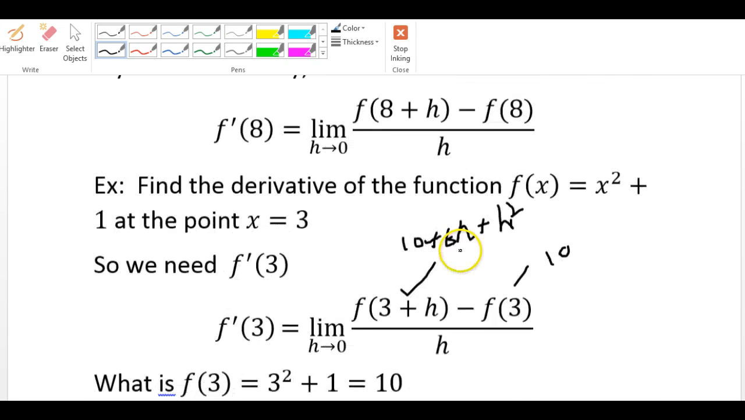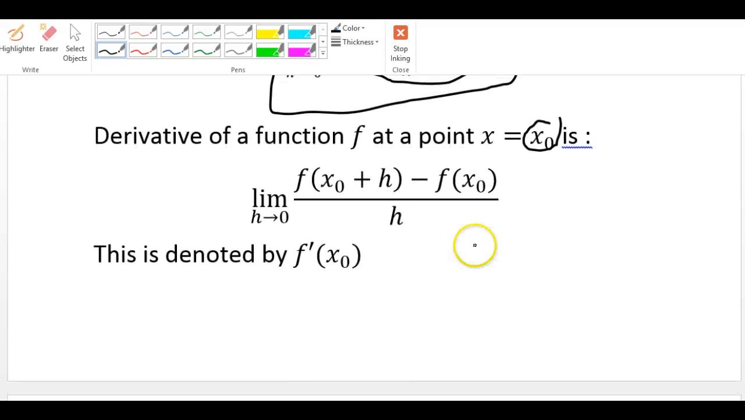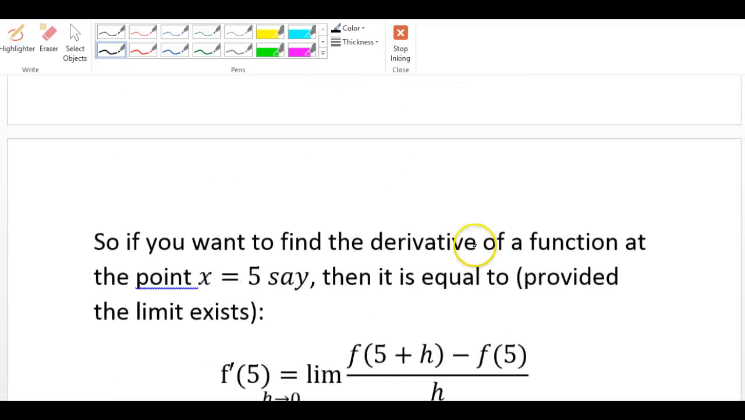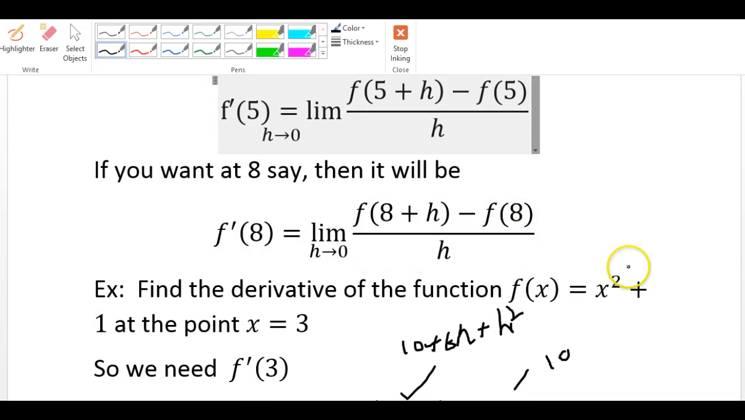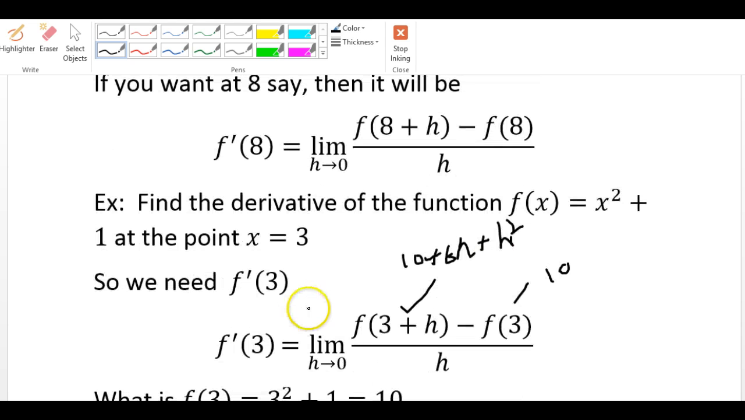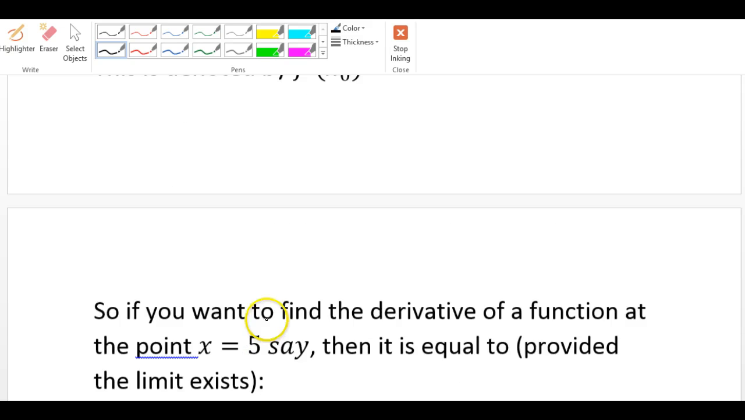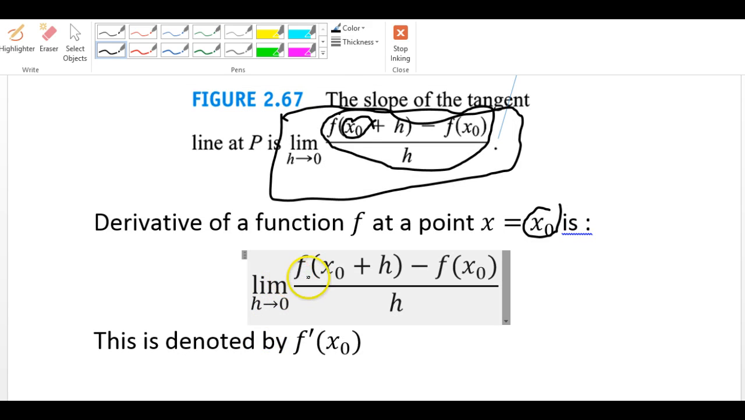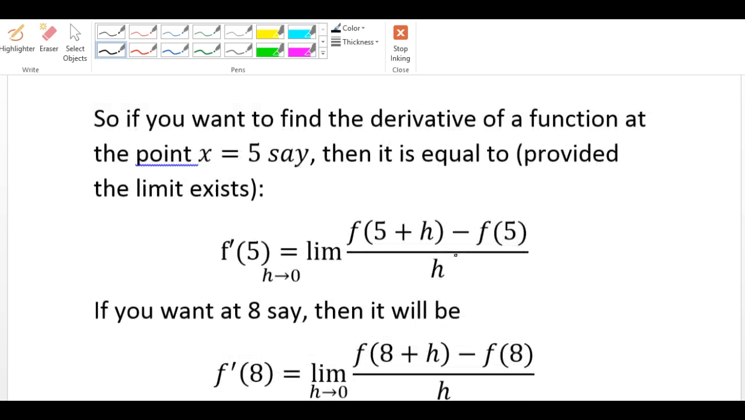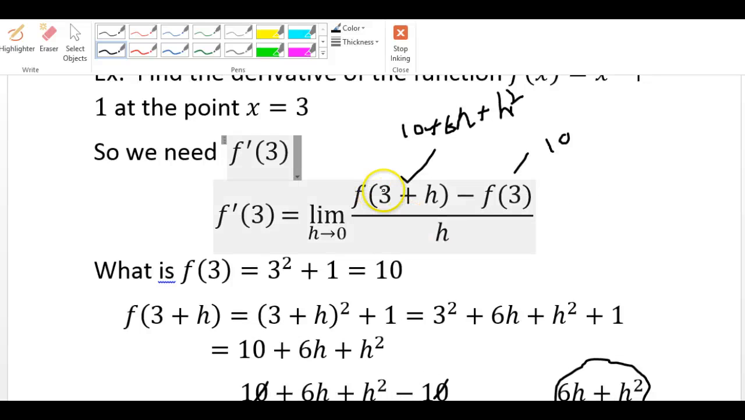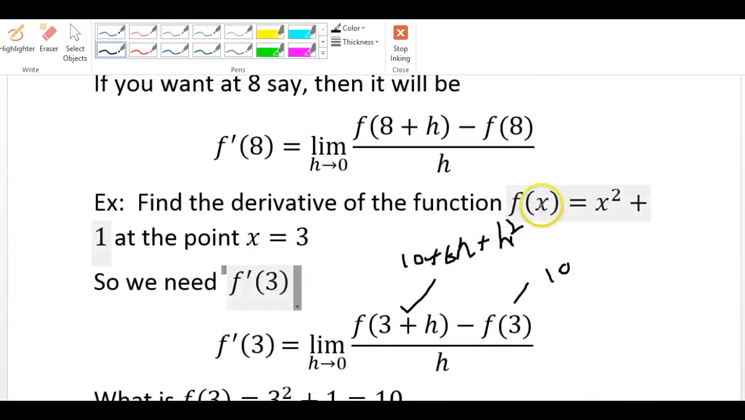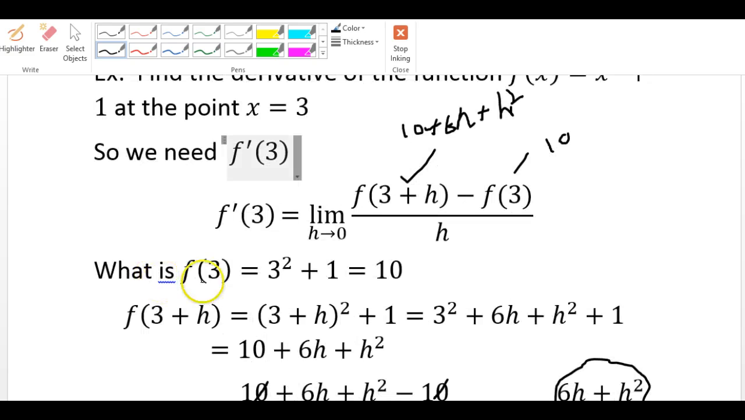So what does that say? The function that we started off with was x squared plus 1. Our challenge was to find the derivative of the function f of x equals x squared plus 1 at the point 3. So once again we use the definition because we want it at 3. The first thing we did was we went to the definition and plugged in 3 here, so we wrote it as f of 3 plus h minus f of 3, and then we went to the function and calculated each one of these.